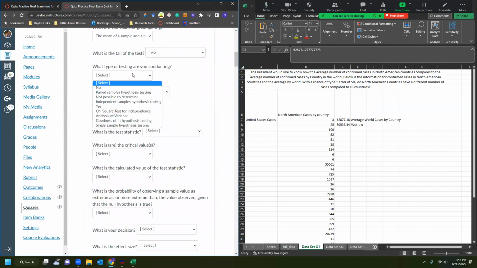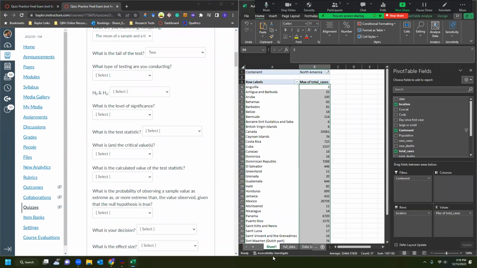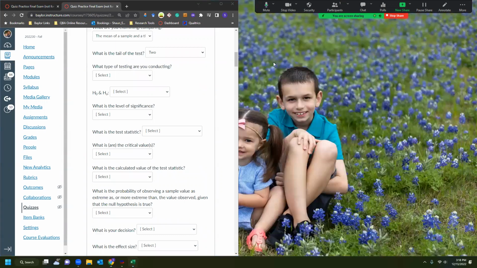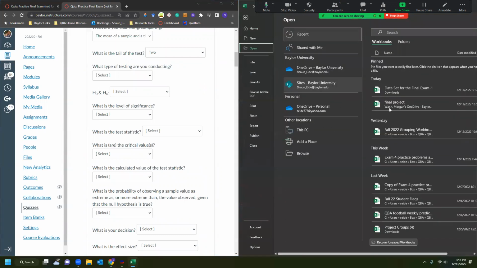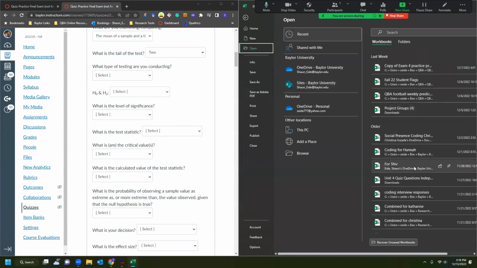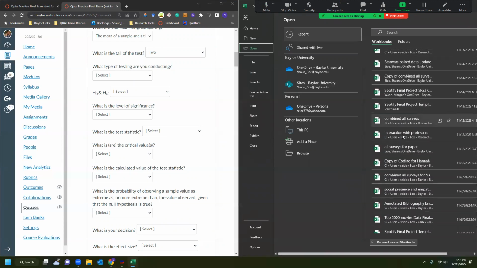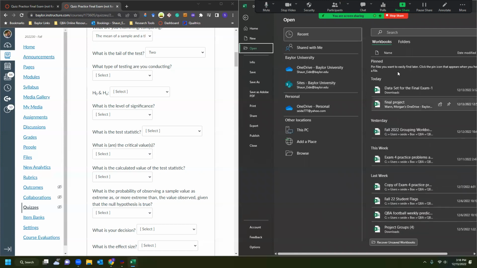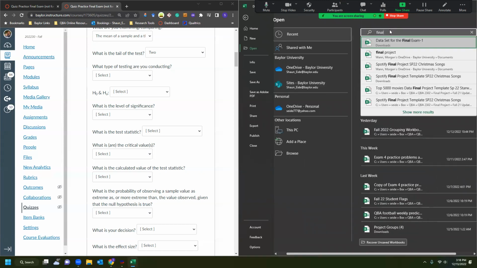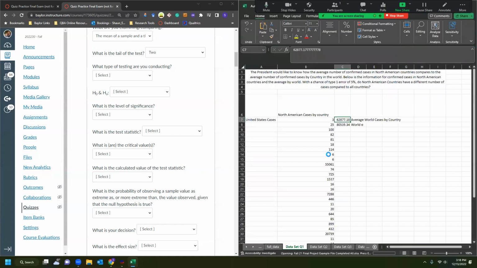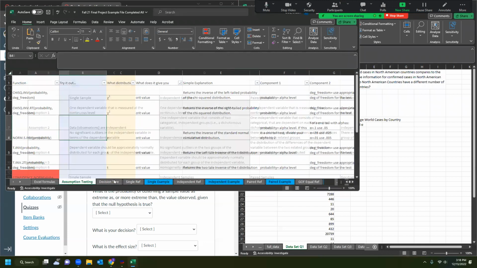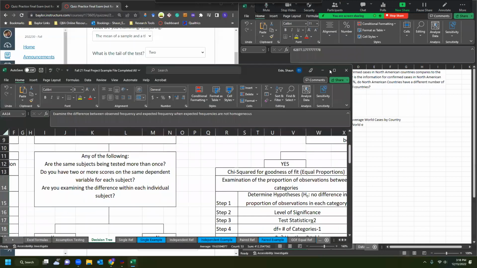Okay. What type of test are you conducting? Well, let's go ahead and look at this sheet right here. We're going to look at File, Open, let's see here. Let's just look up final project example. Here we go. So we're going to look at our decision tree.